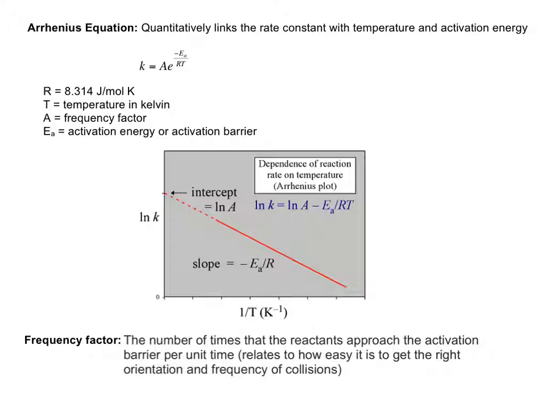So just to summarize, we talked qualitatively about the fact that you need a collision to happen, you need the molecules to be in the proper orientation, and you need them to have enough energy. And this equation gives you a quantitative way to relate those things, although you do not have to use it to do any calculations.